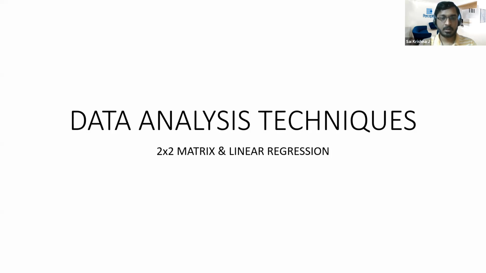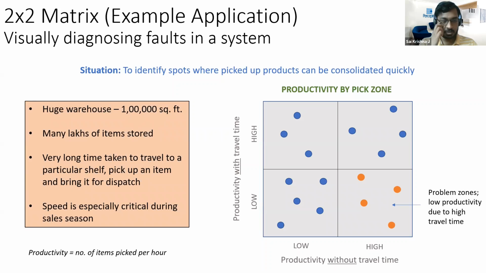So I'll first talk about an example application of where we use this 2x2 matrix. And this comes from my previous experience. I was previously working with an e-commerce company, with the warehouse operations team. And this was the situation. We needed to identify spots where the picked up products can be consolidated quickly. These spots are called pick zones.